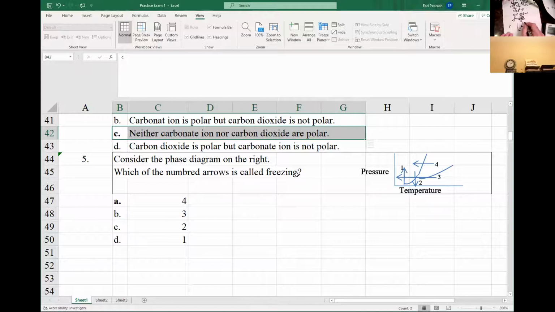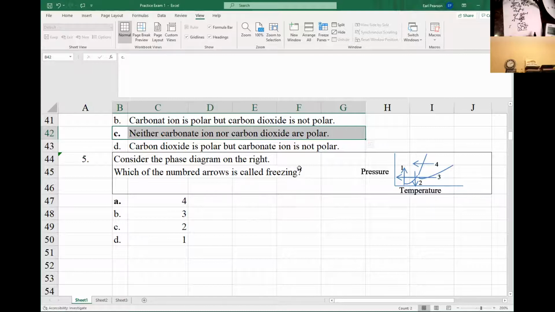And we had a 4 that was an arrow in this direction. We have a 3 that is in here somewhere. We have a 2 that is coming down like that, and we've got a 1 that's going this way. Okay, this is solid, this is liquid, and this is gas.